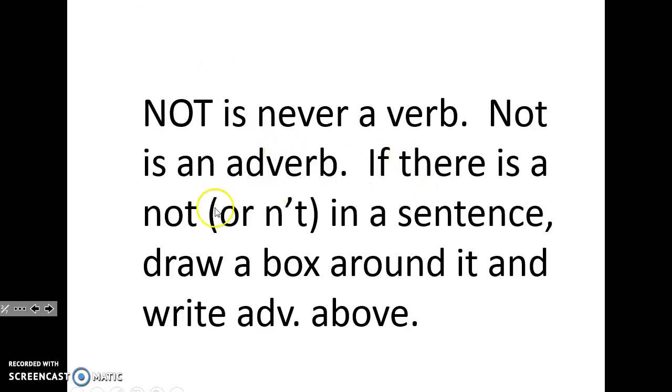Whenever we see a not, or this contraction for not, N'T, in a sentence, you're just going to draw a box around it and write ADV above it. ADV, of course, stands for adverb.